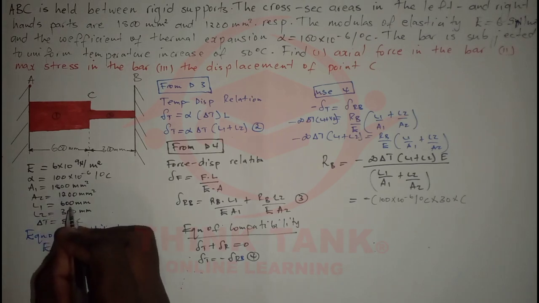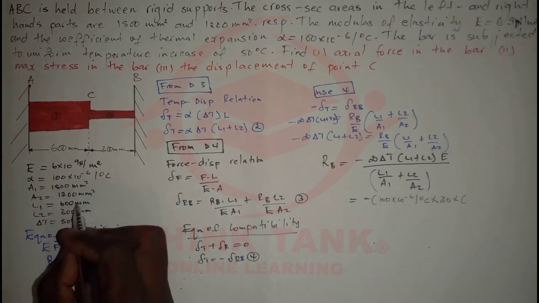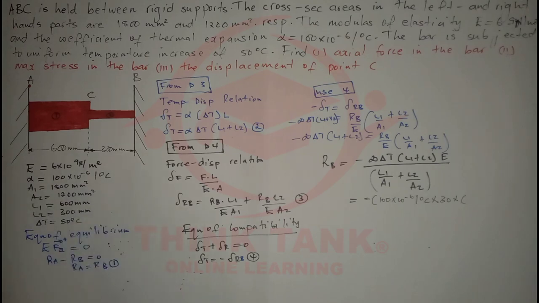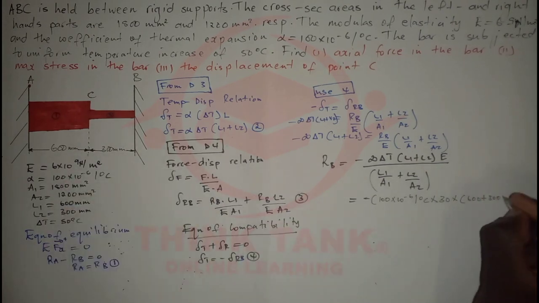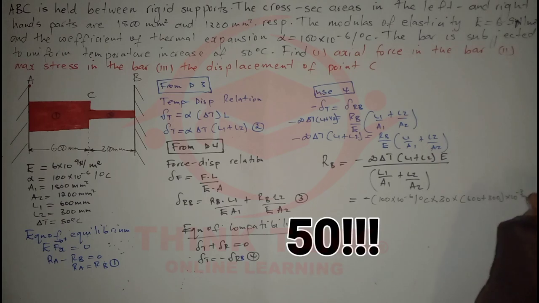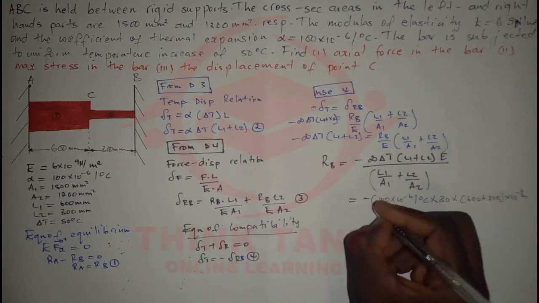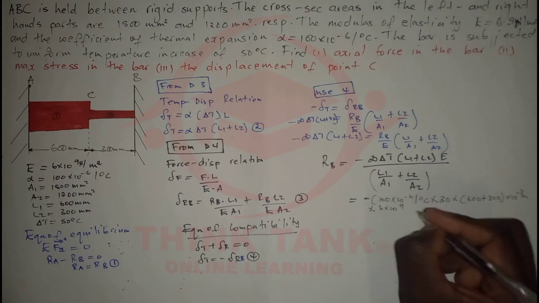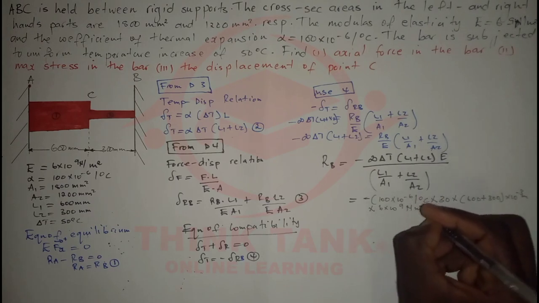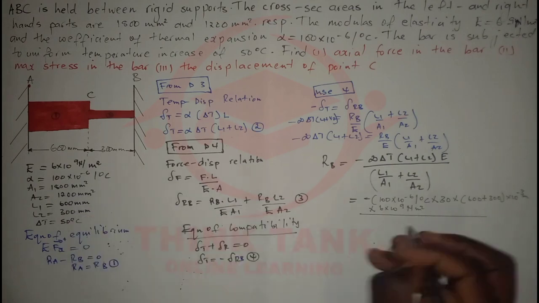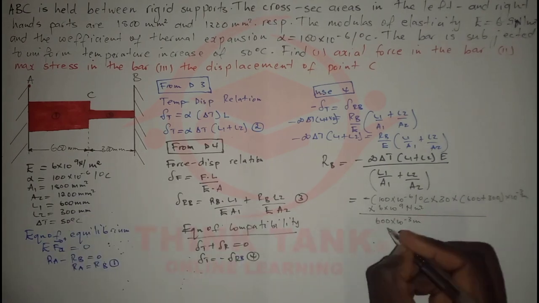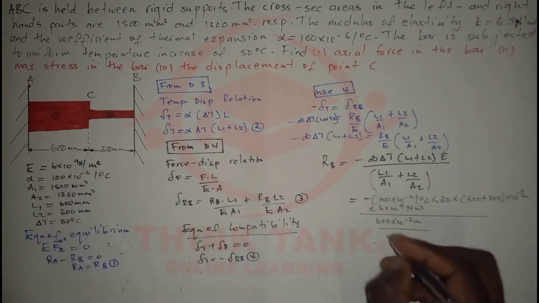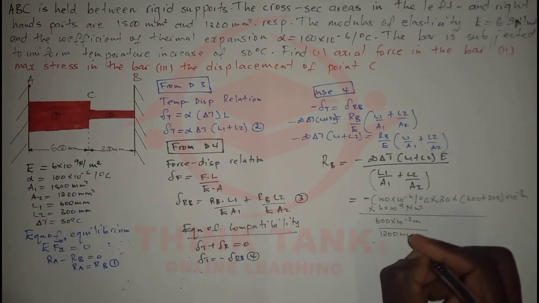On the length, I'm going to have 600 millimeters. If I convert it to meters, I multiply by 10 to the power negative 3, for changing millimeters to meters. So I'm going to write 600 plus the other length, which is 300, and multiply that by 10 to the power negative 3 meters, times E, which is 10 to the power 9 Newton per meter squared. So for L1, we have 600 times 10 to the power negative 3 meters, and I'm going to divide this by the area, which is 1200 millimeters squared.